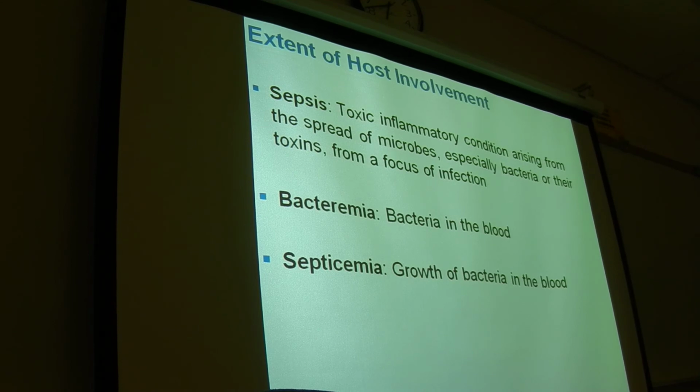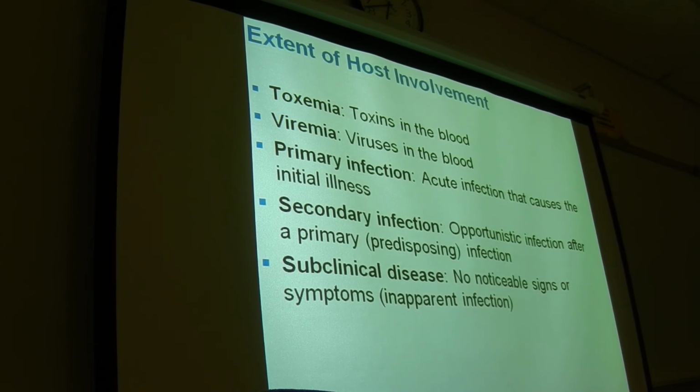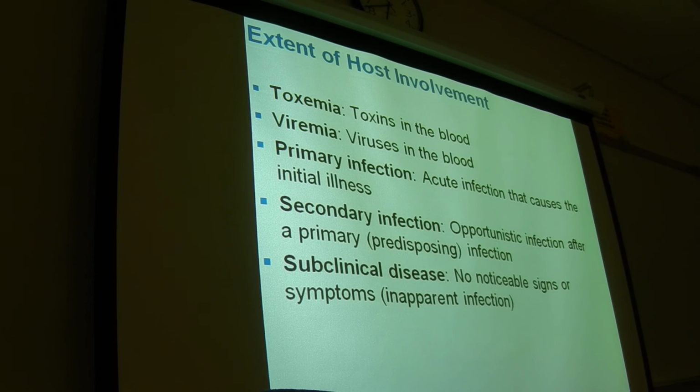Bacteremia is bacteria in the blood. Septicemia is the growth of bacteria in the blood. Toxemia, toxins in the blood. Viremia, virus in the blood. Those are pretty self-explanatory. Again, primary infection is that first acute infection that causes the initial illness.